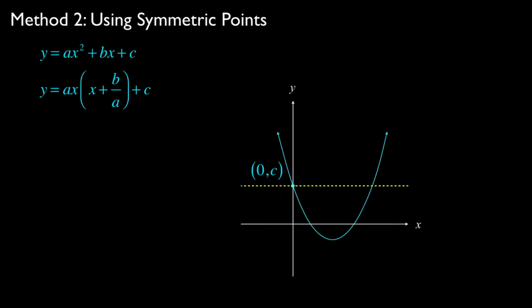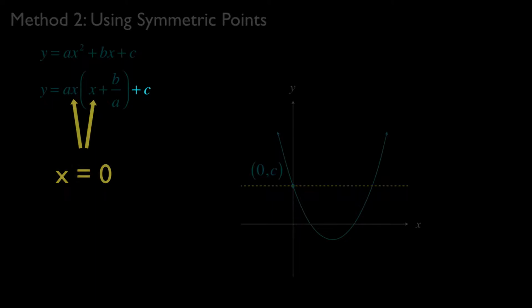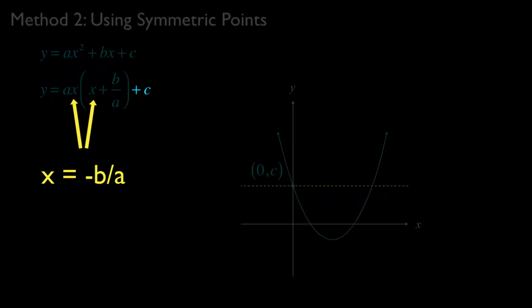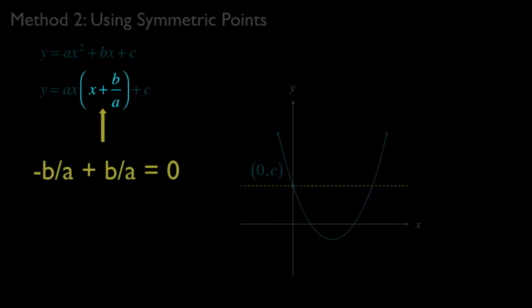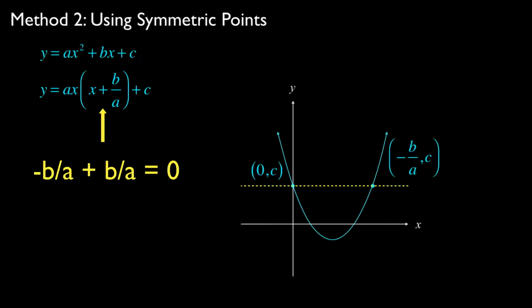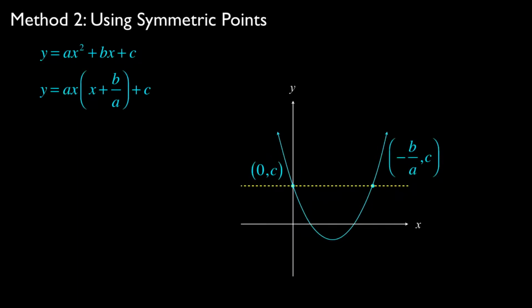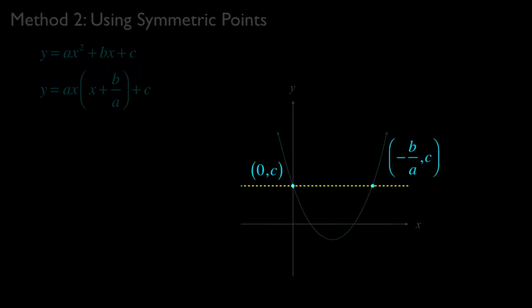Now we recognize that when x is 0, we get a value of c. But here's the interesting part. If I make x negative b over a, that too will give me a value of c, because the quantity inside the brackets will work out to 0. So if I put negative b over a in for x, the ax and the (x plus b over a) will vanish, and I'll be left with c. So now I have two x-coordinates of two symmetric points.